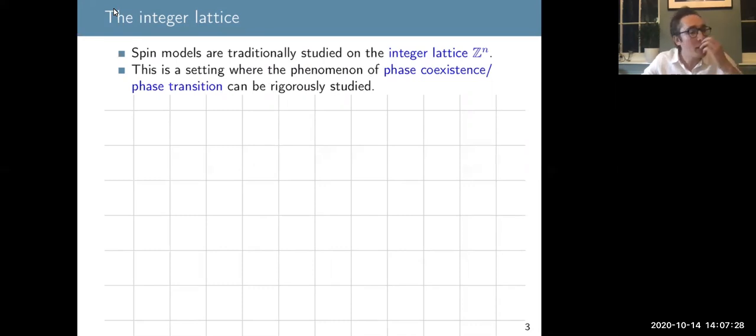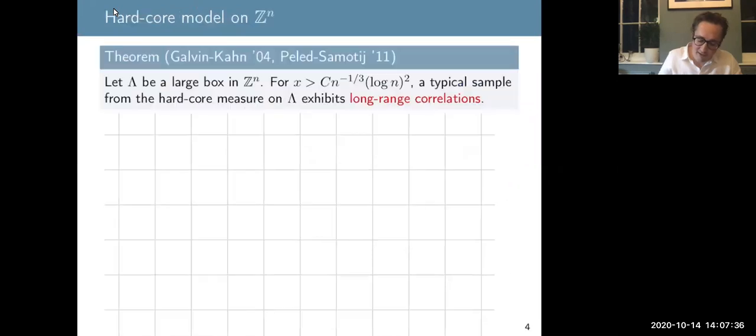So I'm not going to go into a formal definition of what these things mean, but let me at least mention two landmark results in this field. The first one I want to mention is due to Galvin and Kahn, and then later also Peled and Samotij, where they study the hardcore model on Z^n. And really, I want you to be thinking of n large, even though I've drawn Z^2 here.